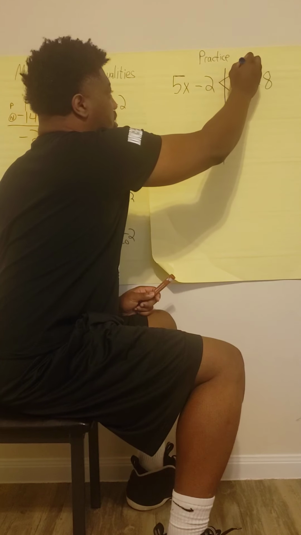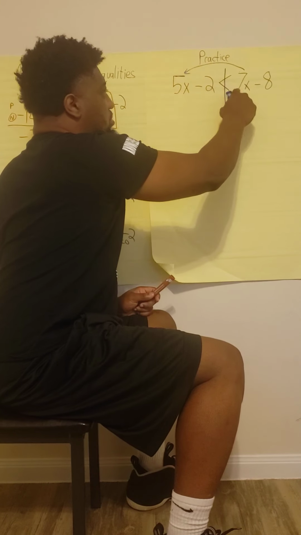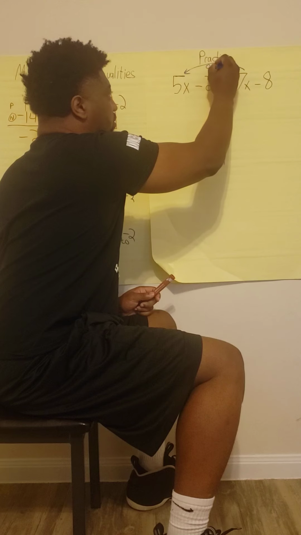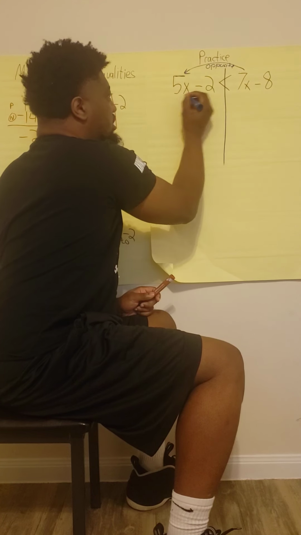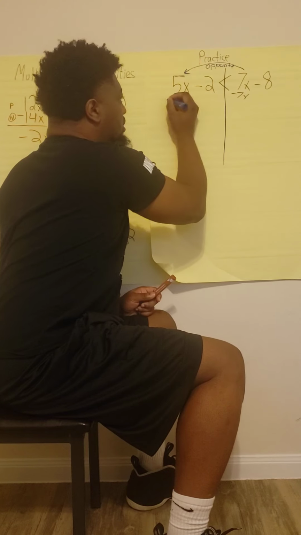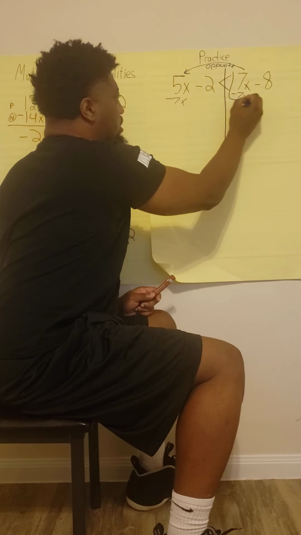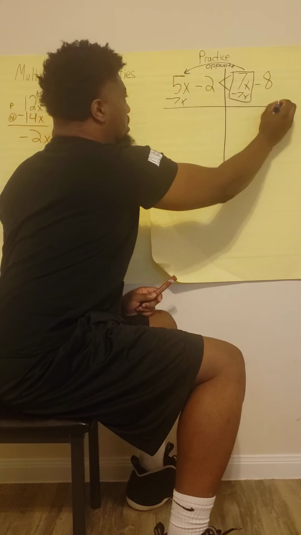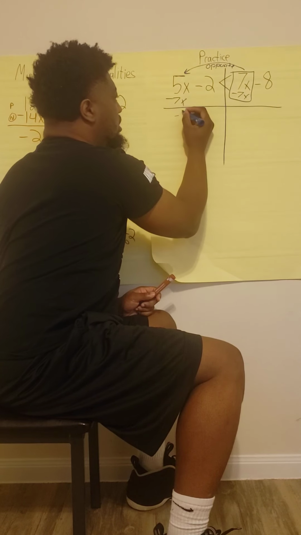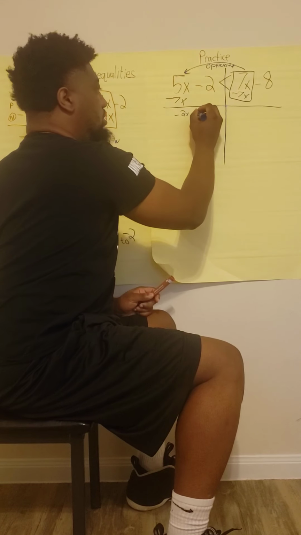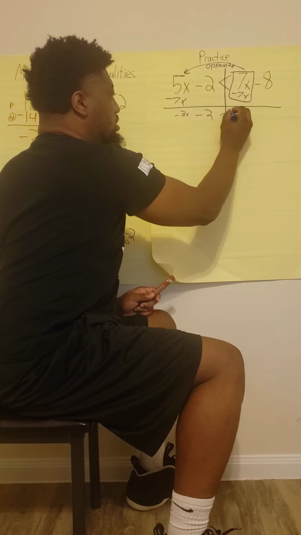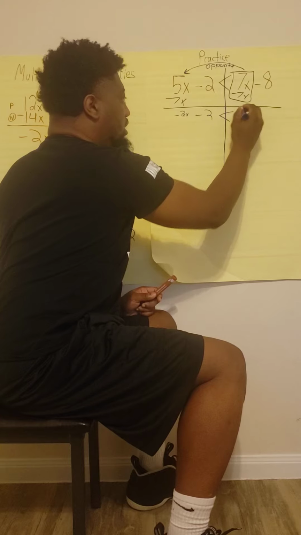Same thing. This needs to go to this side. It's a positive, so I make it a negative. So opposite. So that'll be a negative 7x here. Negative 7x there. Cancels out. And that's going to give you a negative 2x since there were different signs. Negative 2 still this way, negative 8.